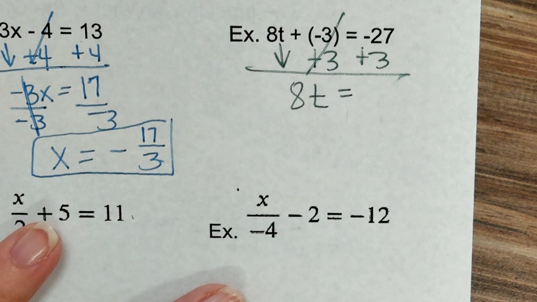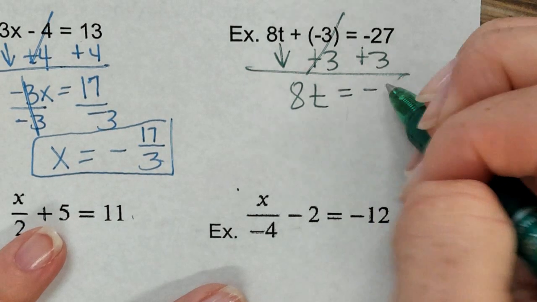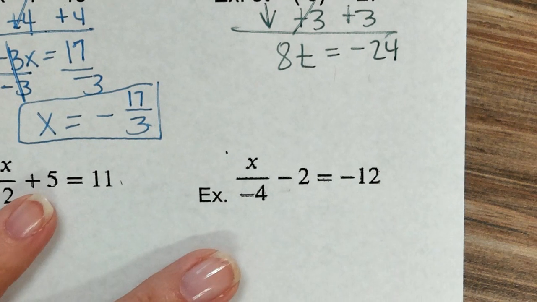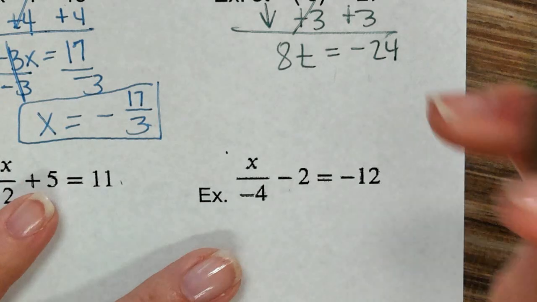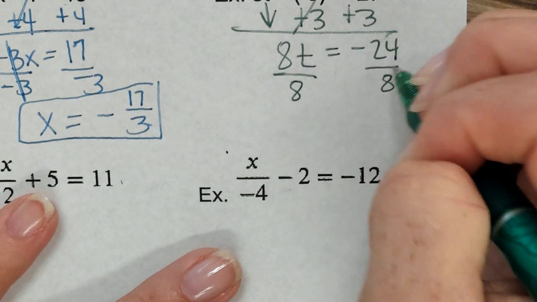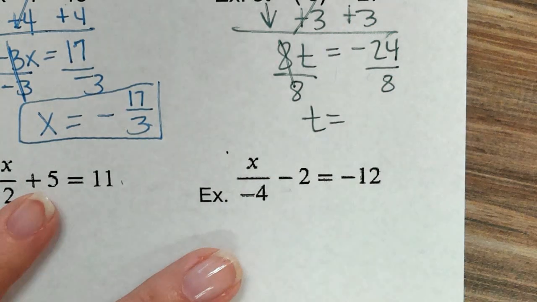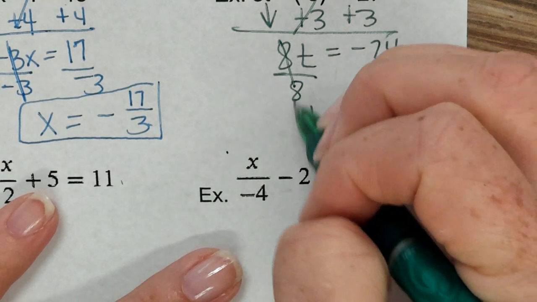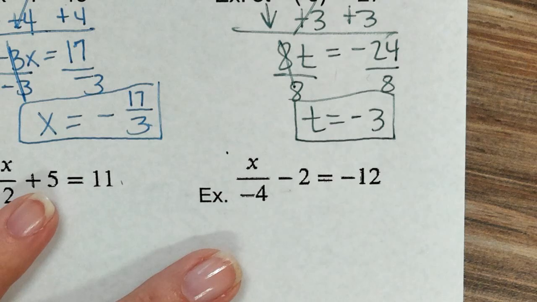What is negative 27 plus 3? Negative 24. I'm now going to get rid of the coefficient by dividing. So I divide both sides by 8, and I get t is equal to what's negative 24 divided by positive 8? Negative 3. And then, of course, yes, you could check your answers. Are y'all remembering this from last year? Good.